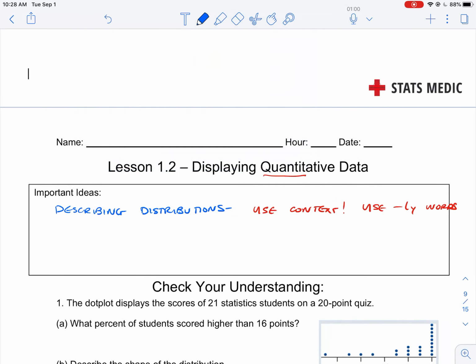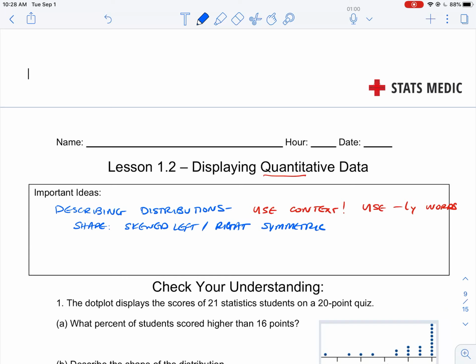So what's the framework? What is the general outline of what we're going to be looking for when we describe these distributions? So the first thing we want you to talk about is the shape of the distribution. Is it skewed left or right? Is it symmetric? Okay, we want to know what does the shape look like.